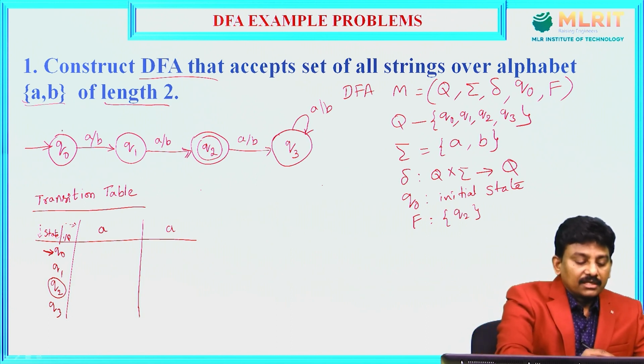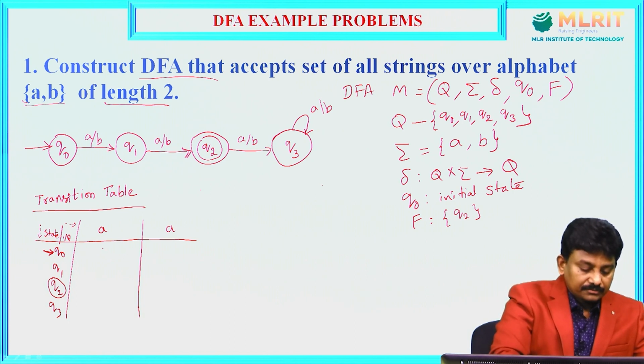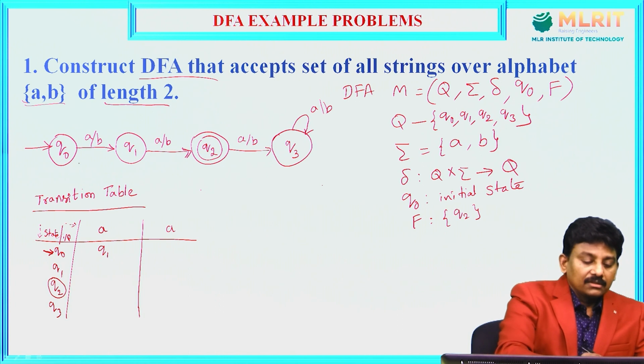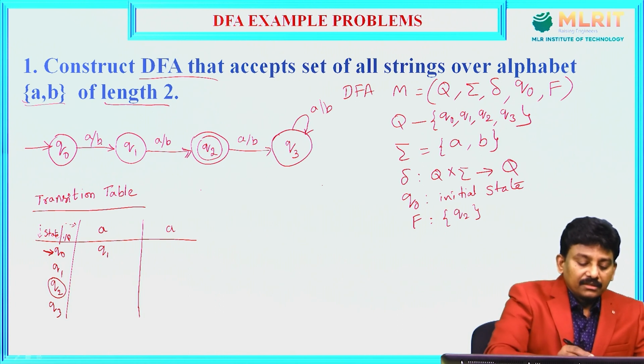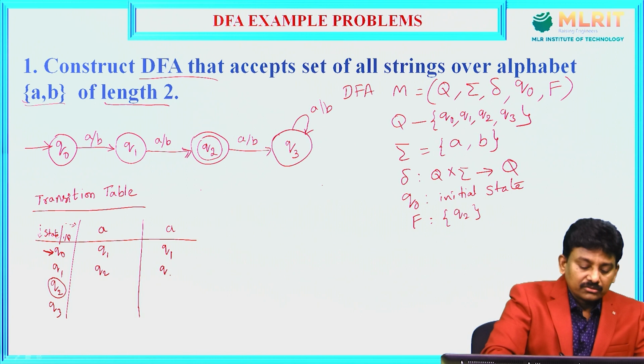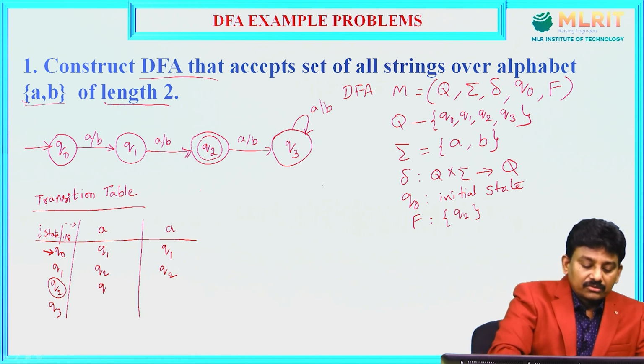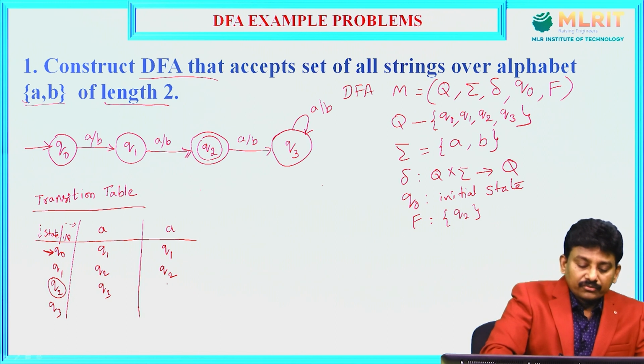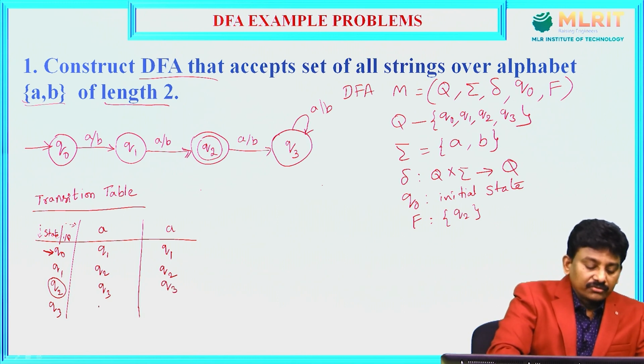In this diagram, from Q0 for input A, I can go to Q1. From Q0 for B, I can go to Q1. From Q1 for A, I can go to Q2. From Q1 for B, I can go to Q2. From Q2 for A, I can go to Q3. From Q2 for B, I can go to Q3. Once you reach Q3, for any symbol A or B, stay in Q3.